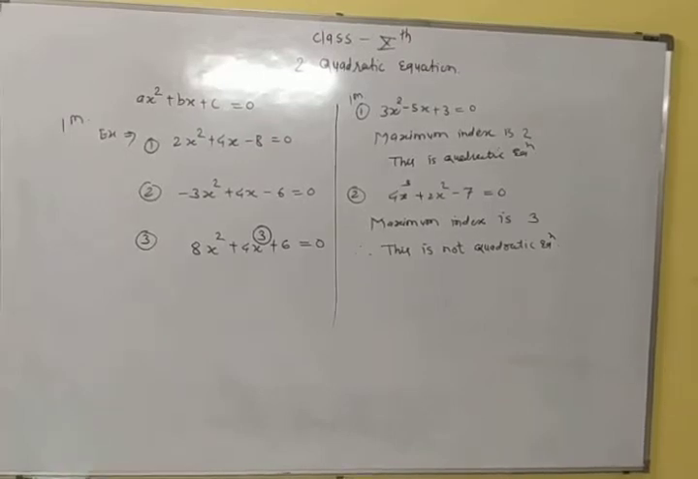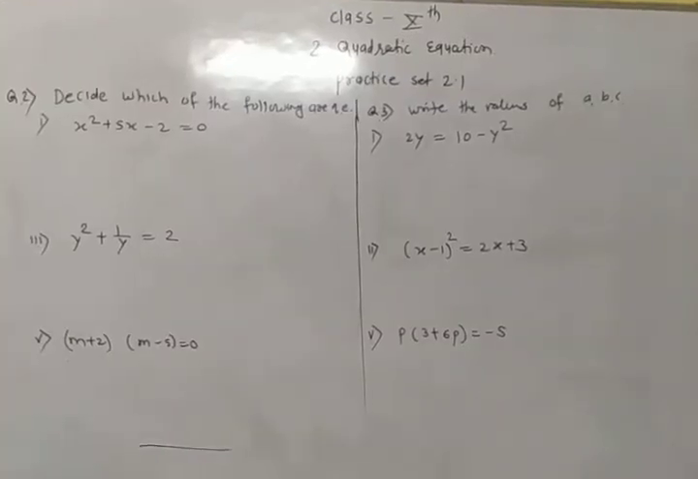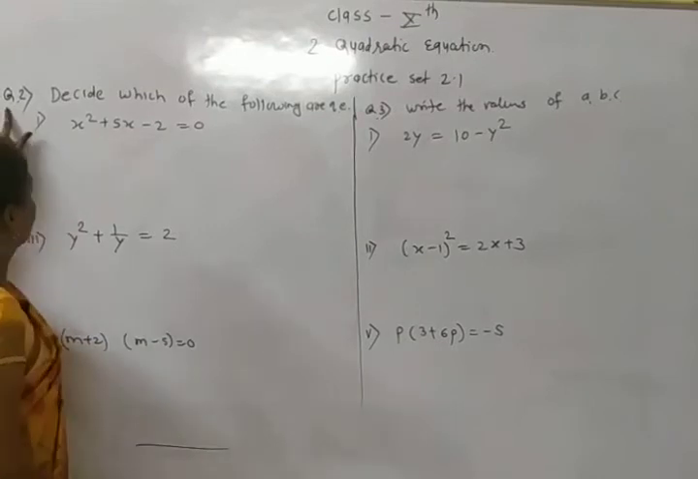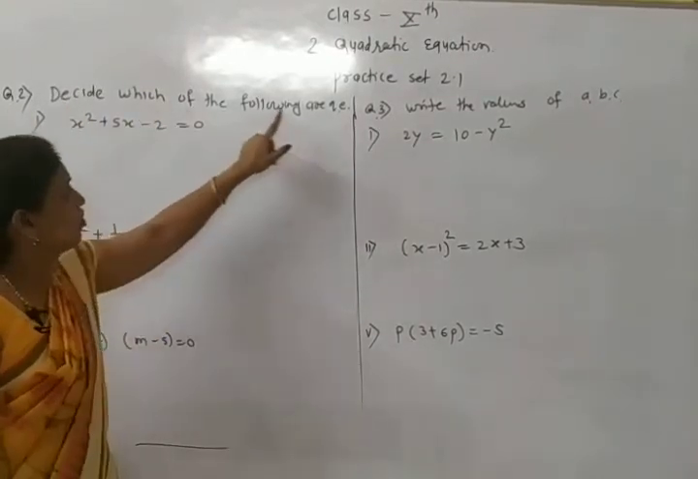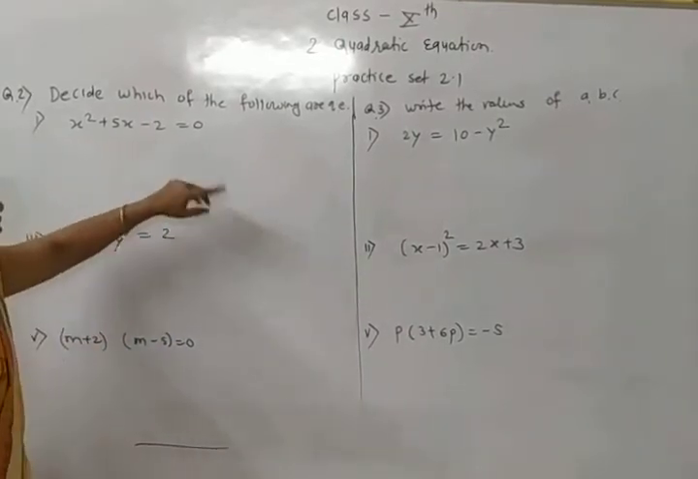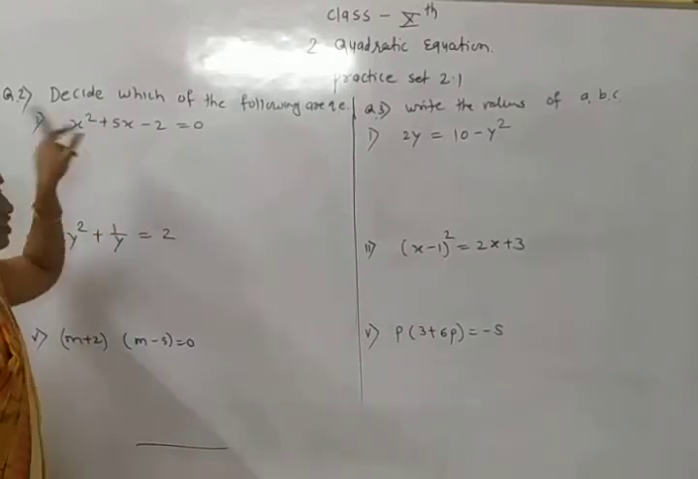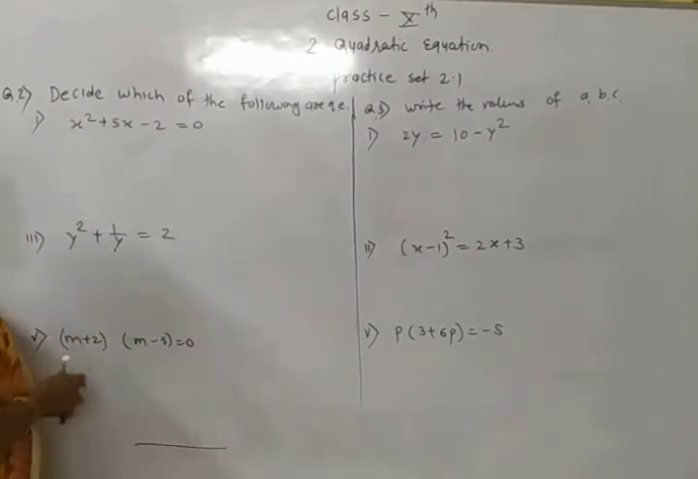Practice set 2.1, question number 2. First question, you have to solve it. Decide which of the following are quadratic equations. First, x square plus 5x minus 2. Decide whether this is a quadratic equation or not. In this equation, the power is 2, the highest index is 2. So this is a quadratic equation.